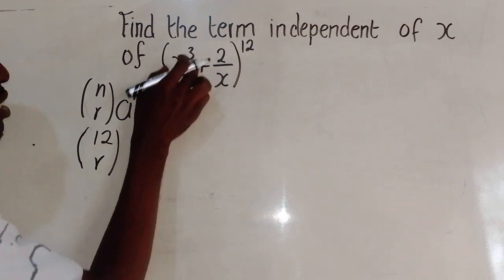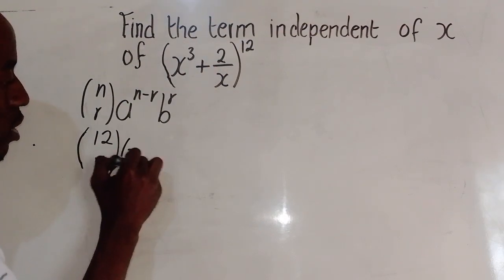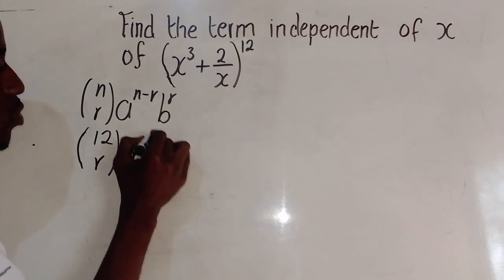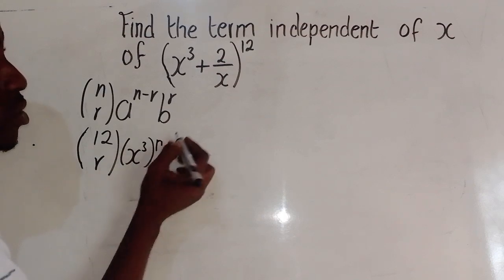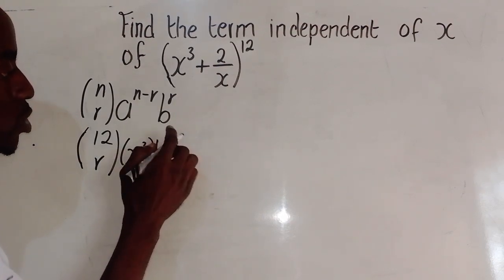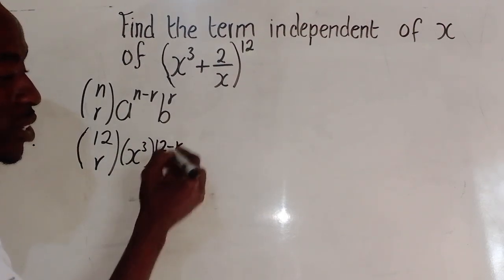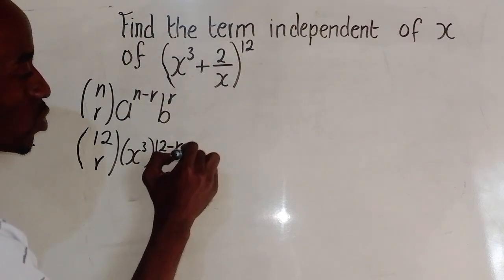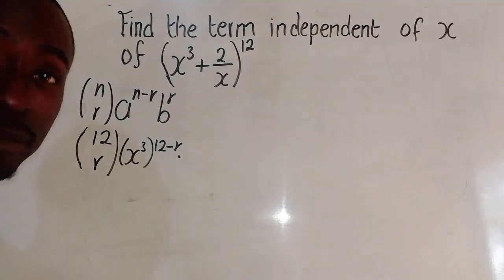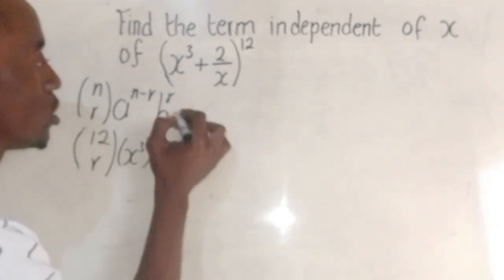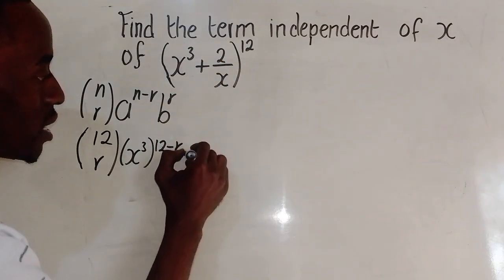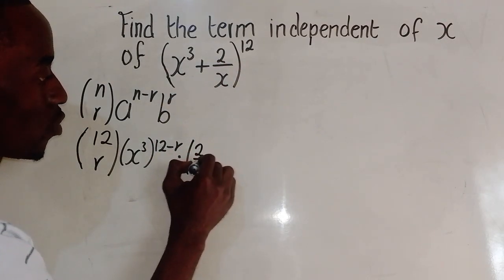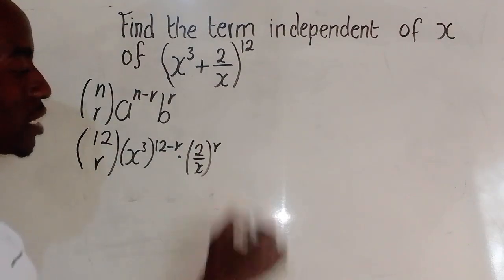So a simply means the first term, so we're going to say x to the power 3, then we put what? N, we know there is 12, is it? So we can just put 12 minus r. We don't know r. How about b? B, it is this one, so we can put a dot, meaning times or dot product. So b, it is this one, 2 over x. So it is now 2 over x, and then we put r there.